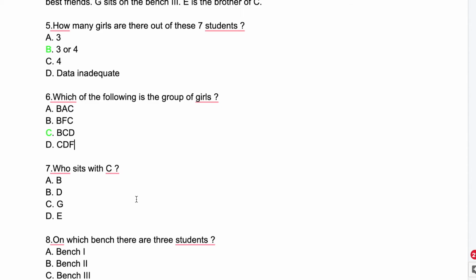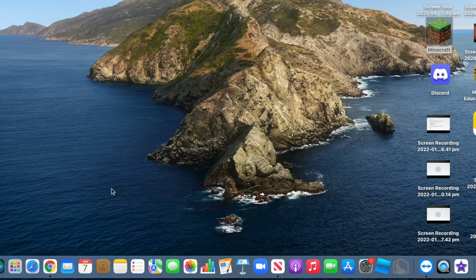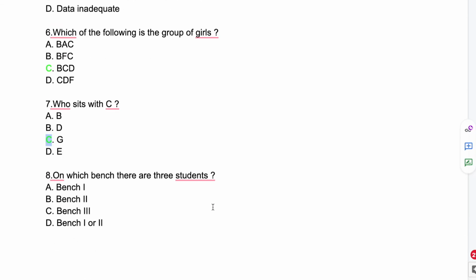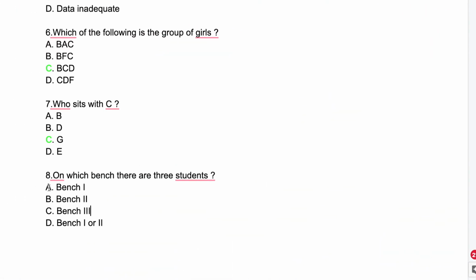Who sits with C? Let's look at our diagram. We see here that G sits with C. So I'm going to put the correct answer in here. And on which bench are there 3 students? We can see that on bench 1, there's A, D, and E, which has 3 students. So I'm just going to put bench 1 right here.